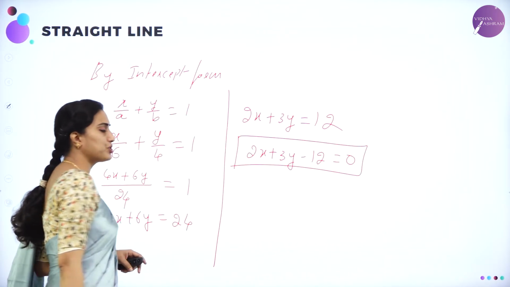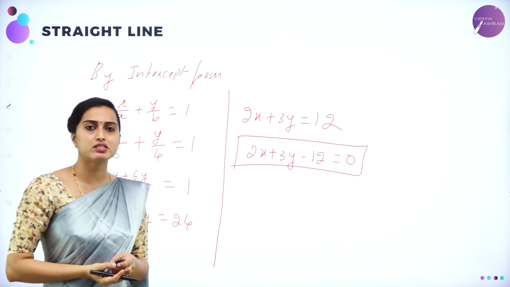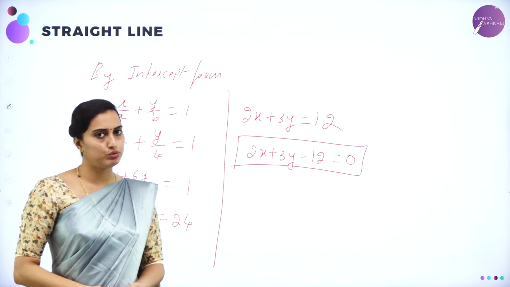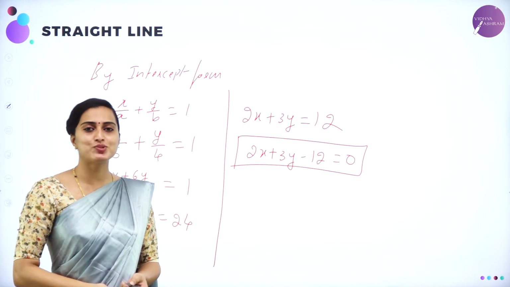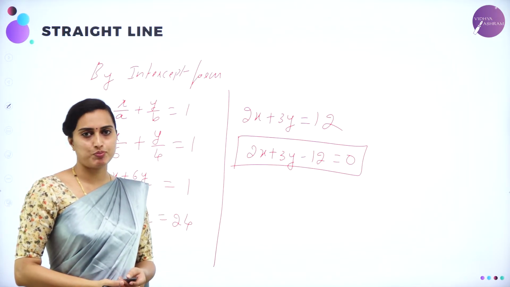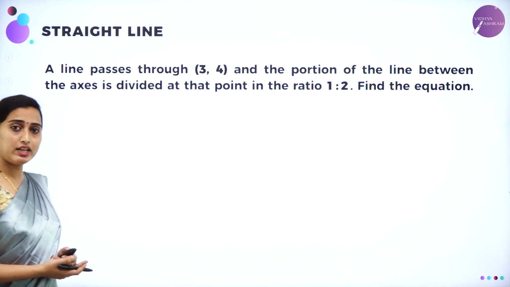This is the equation of a line, which is in the form of ax plus by plus c equal to 0. I hope you got how to solve this one. We'll move on to the next problem, dears.